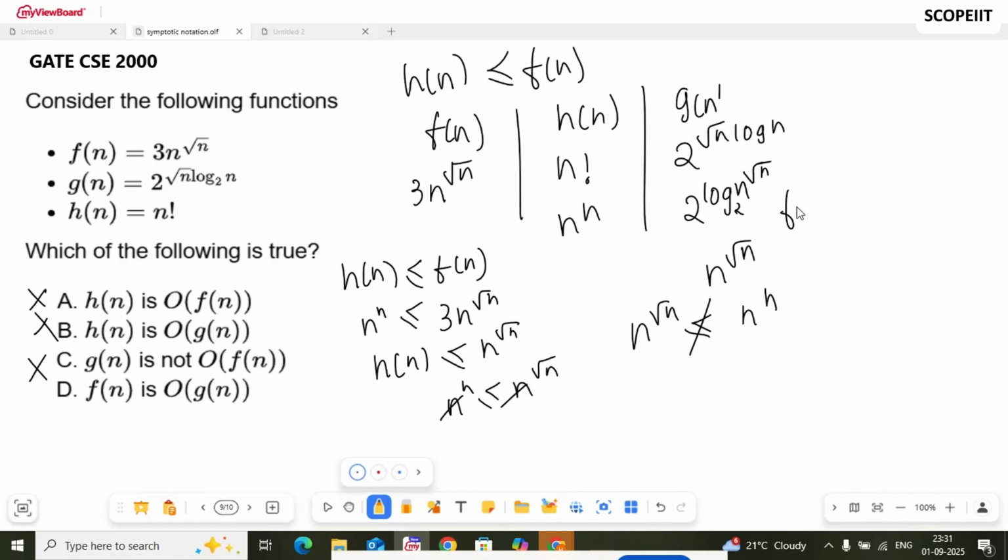See, here f of n is less than or equal to g of n. So what is f of n? f of n, that is your 3 into n to the power under root of n, is less than or equal to g of n, that is n to the power under root of n. So here you can say that f of n basically is the correct one. Why? Because what they said, it can be equal to. Now constant doesn't have any meaning. So the correct answer for this question is option D.